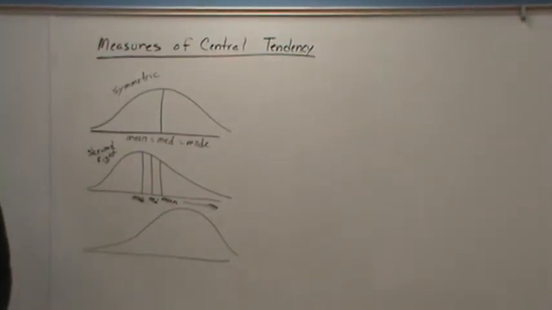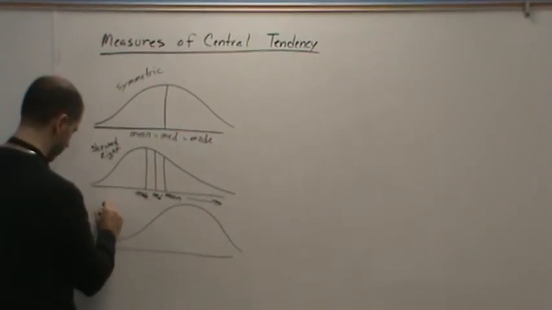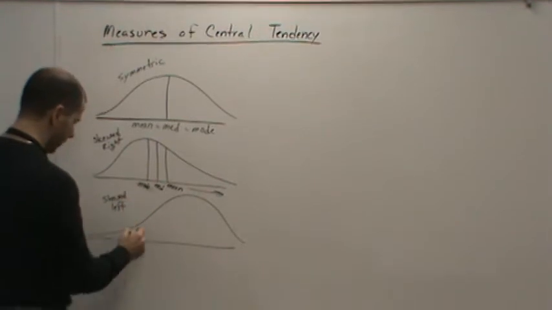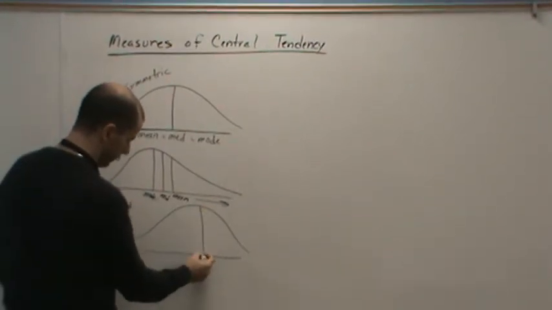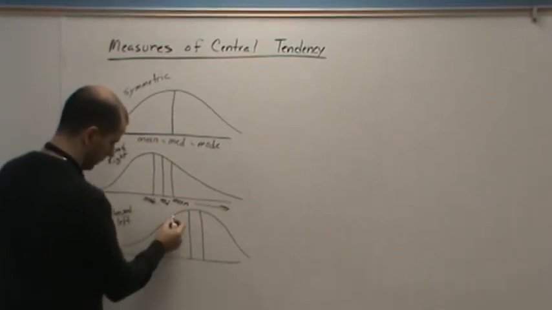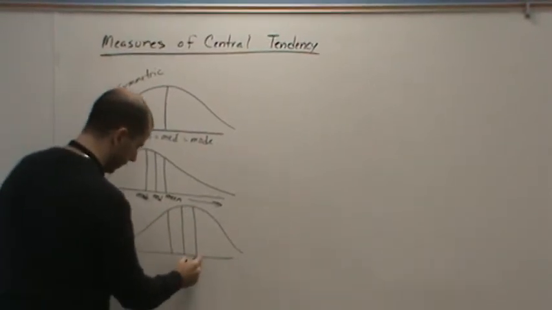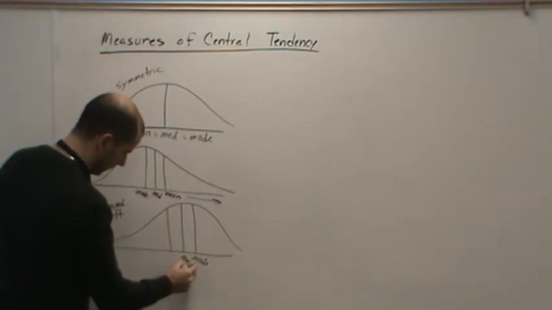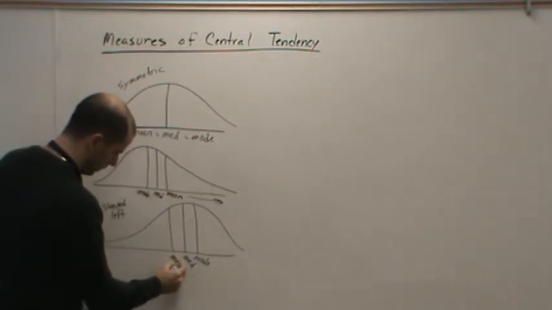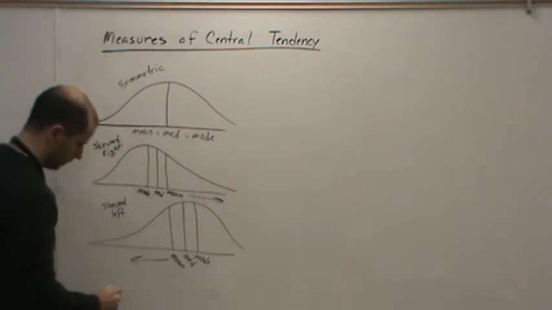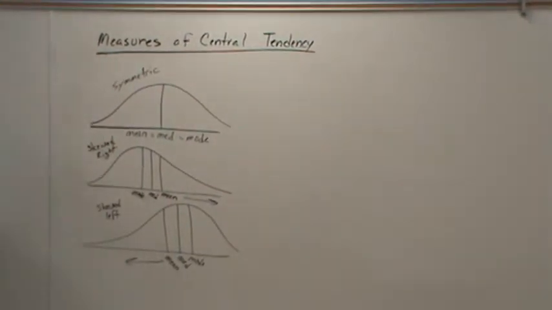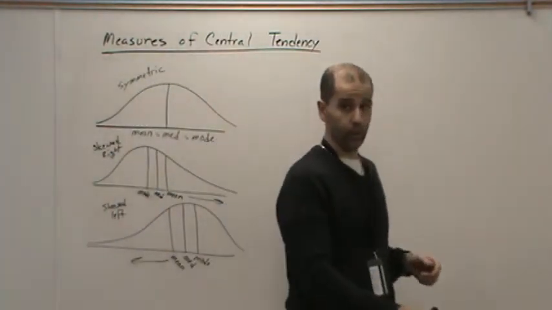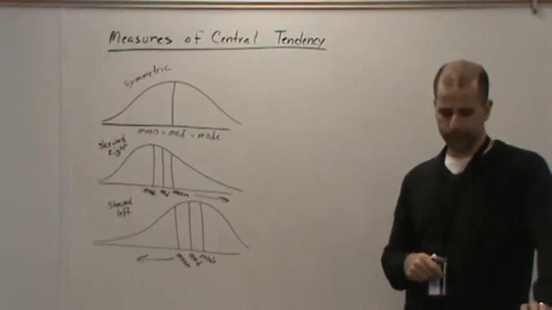If the data is skewed left, then you'd see it go the other way. And I'm exaggerating this a little bit. So this would be the mode, the median, and the mean. Okay? So here's the takeaway for it, okay? So the takeaway is this.